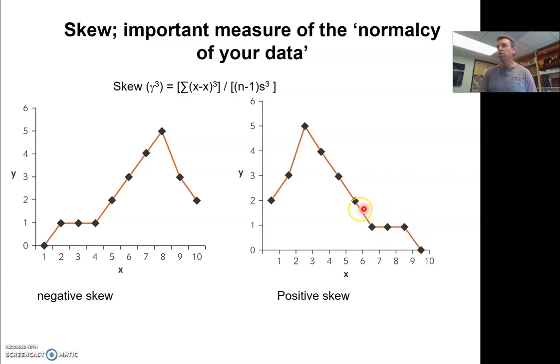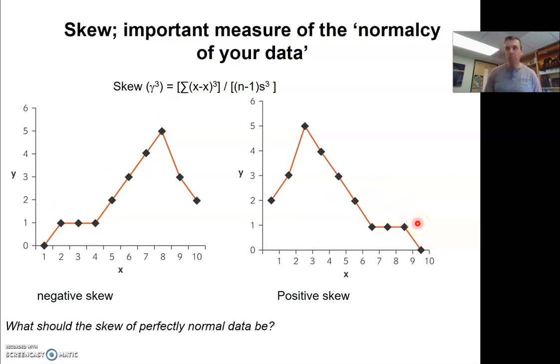And so your average is pulled higher arbitrarily, and your mean is no longer going to be equal to your median, because this is no longer a normal distribution. Don't worry about the actual math behind this, but this math is basically telling you how skewed it is, and you can get a negative skew, and you can get a positive skew. So what do you think the skew of a perfectly normal data would be?